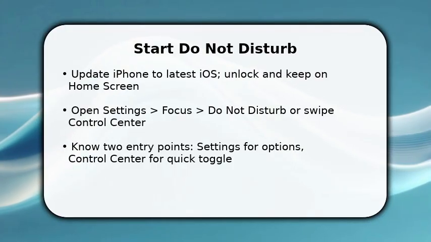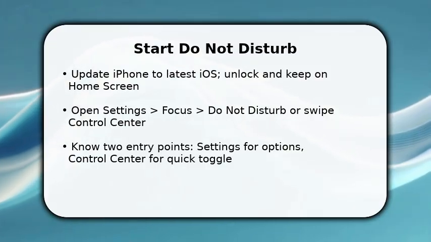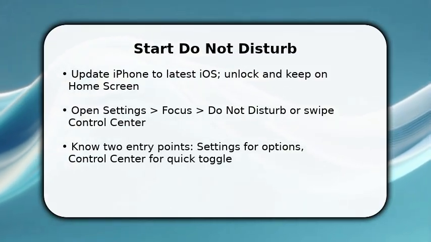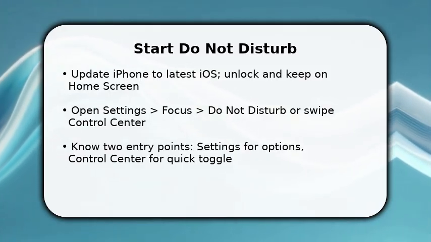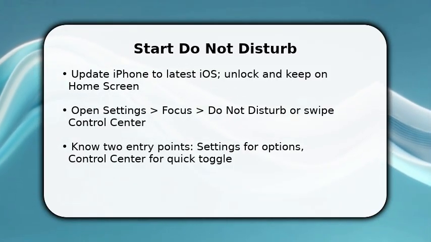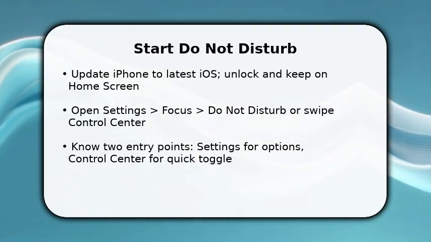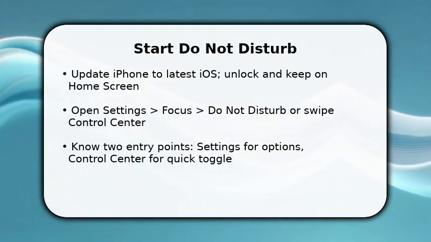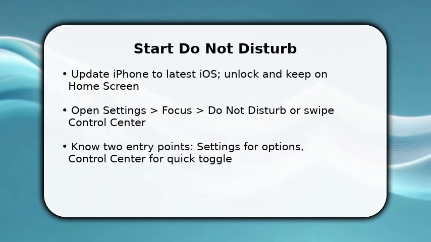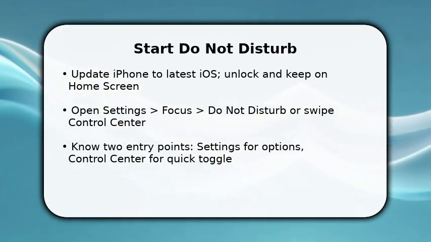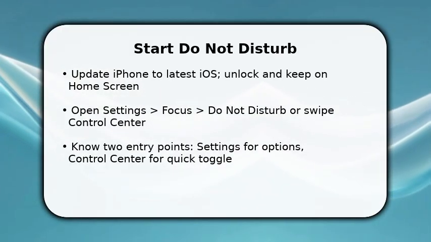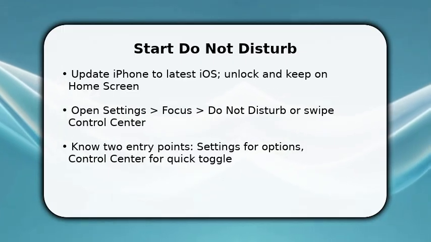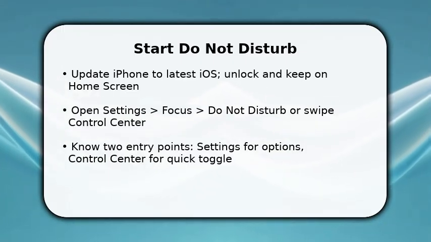You'll begin by making sure your iPhone is updated and unlocked. This avoids hidden behavior. Once done, go straight to Settings Focus, Do Not Disturb to access full controls, or swipe down from the top right for Control Center to toggle faster. Use Settings when you want to configure exceptions and schedules. Use Control Center when you need immediate silence. This establishes where to act and why each path matters, so you don't misconfigure permissions later.